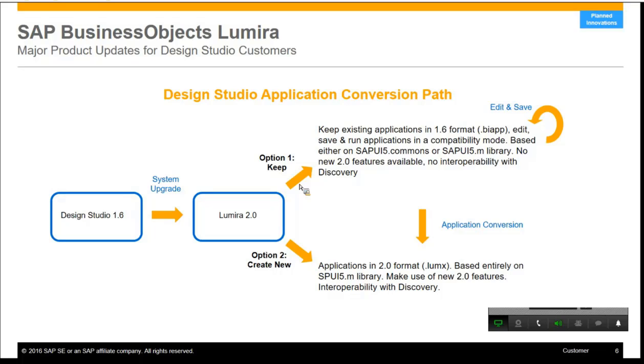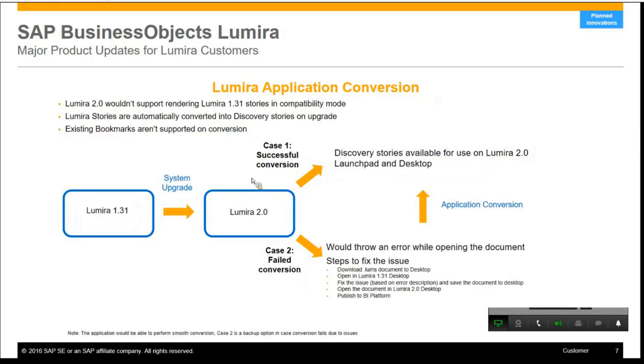you just need to open the existing 1.6 applications in Lumira Designer and save them back to convert them to the new format. The only prerequisite for this conversion is to make sure that all your 1.6 applications are making use of .m components, not the common libraries, because in Lumira 2.0 we are only supporting .m components.